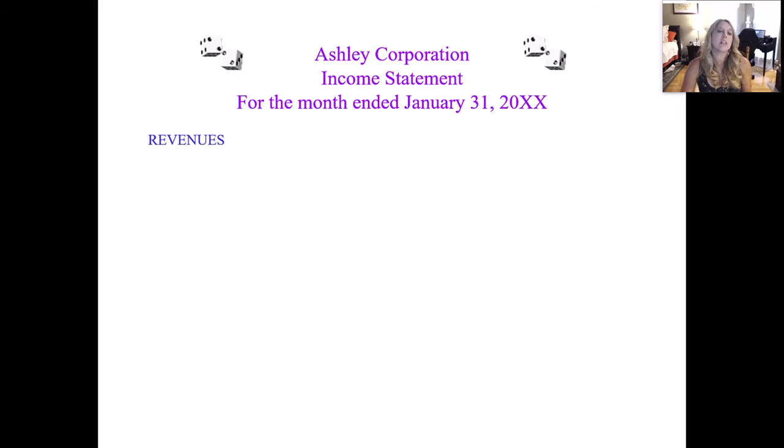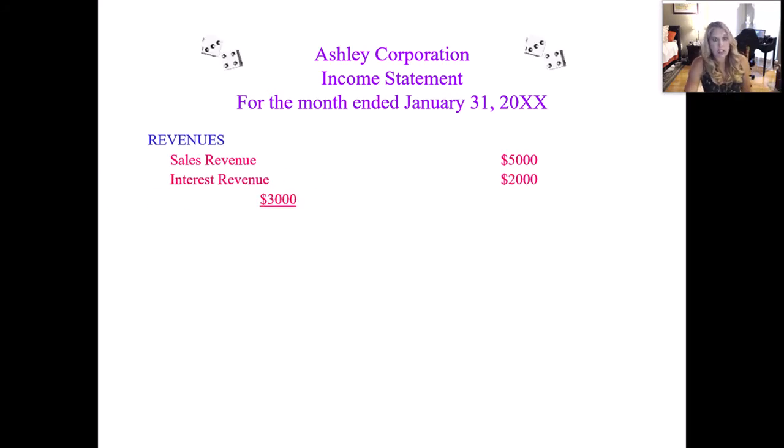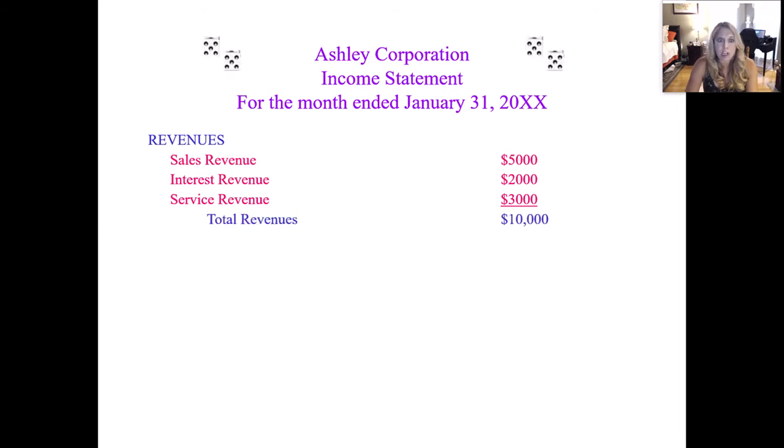So for each business, this could be different. We'll start with sales revenue of $5,000 if I'm selling a product. I could also have interest revenue from maybe an investment, and also service revenue if I provide a service. So I'll add up all sources of revenue that I've earned, and I'll have total revenues of $10,000. Most likely a company would have one of these, not all three. They may have interest, but that may be later down the road. But I'm showing you all the different types just for educational purposes here. So we have $10,000 in total revenues.